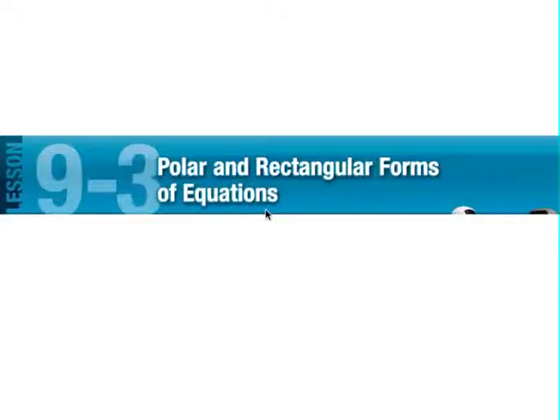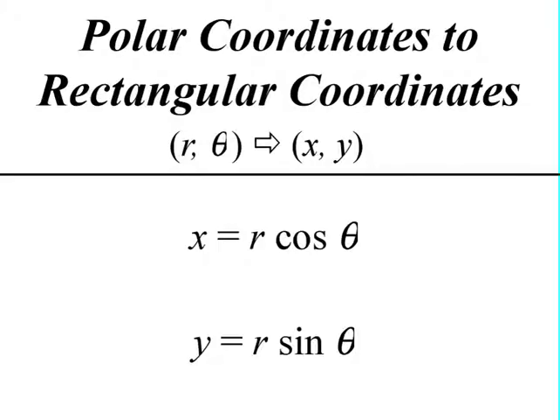Today we're going to talk about polar and rectangular forms of equations. And we're going to go ahead and talk about how you convert from polar coordinates to rectangular coordinates. Up here on the board, you're going to notice here are some conversions. We're going to do the other conversions too, but this one is you are given r and theta. You want to find x and y.